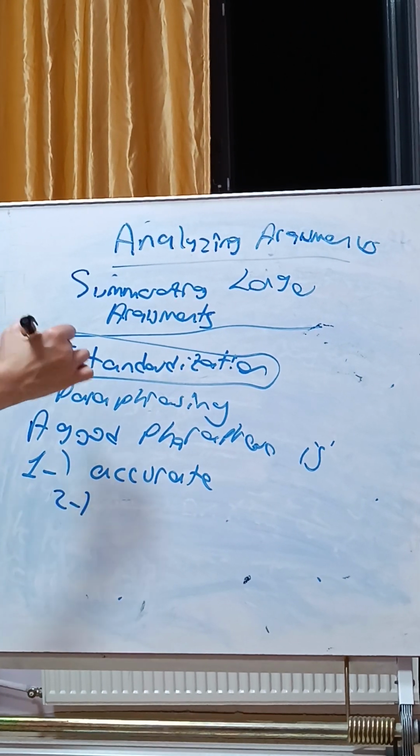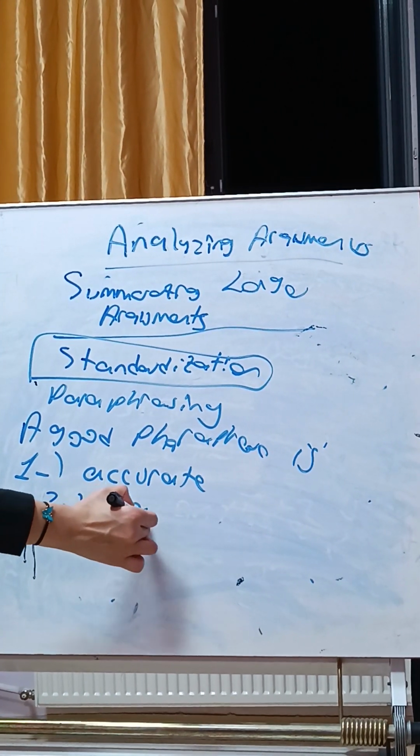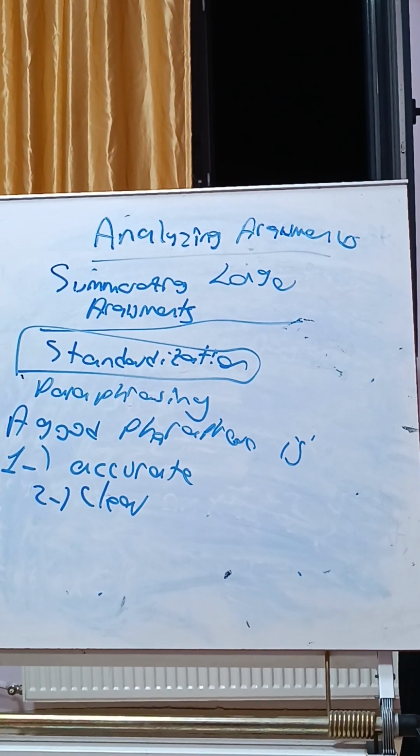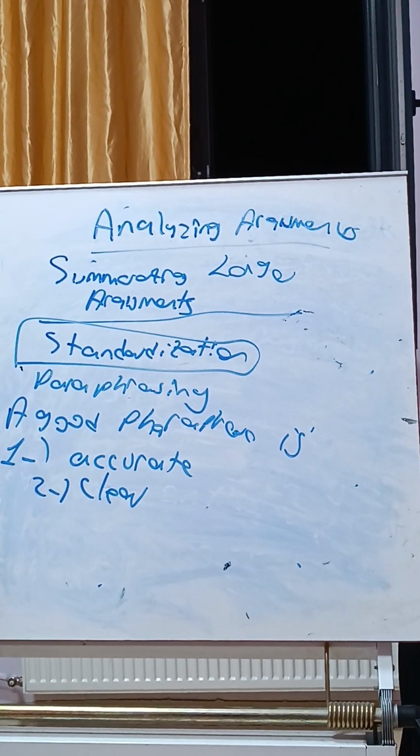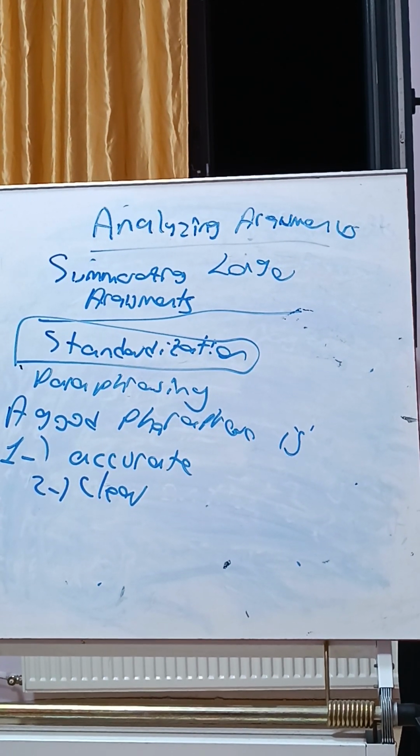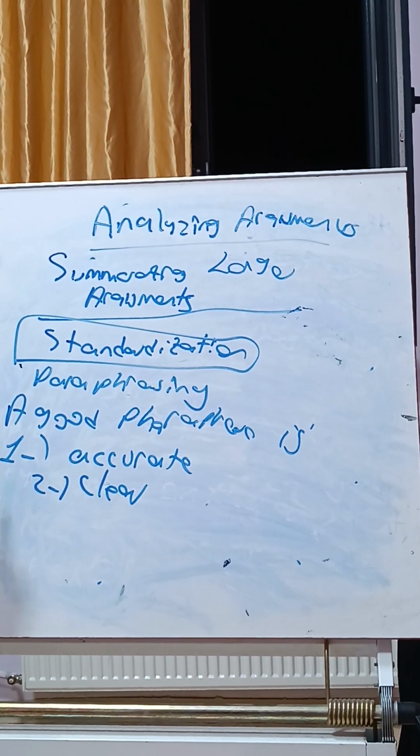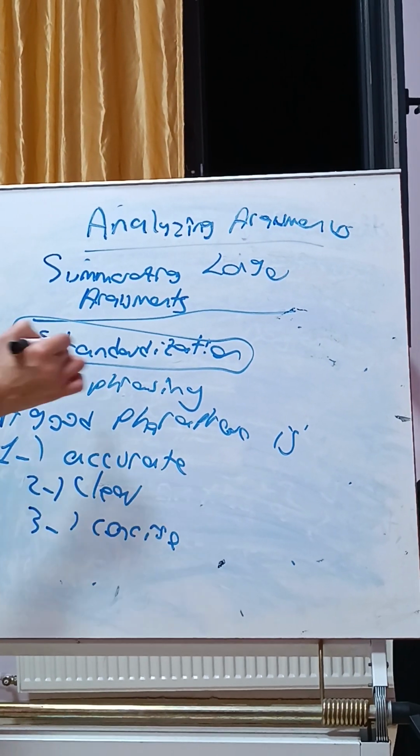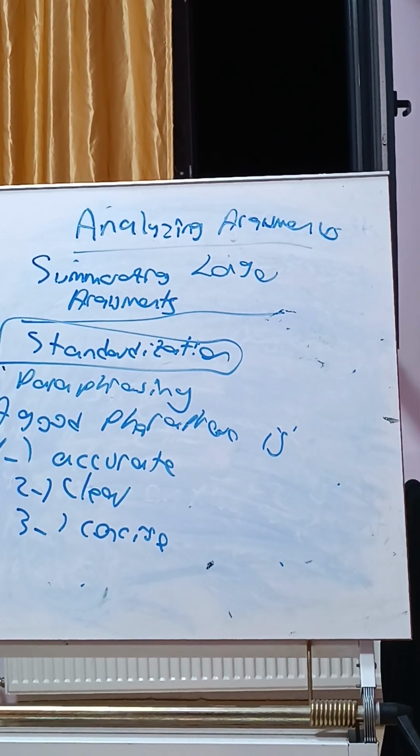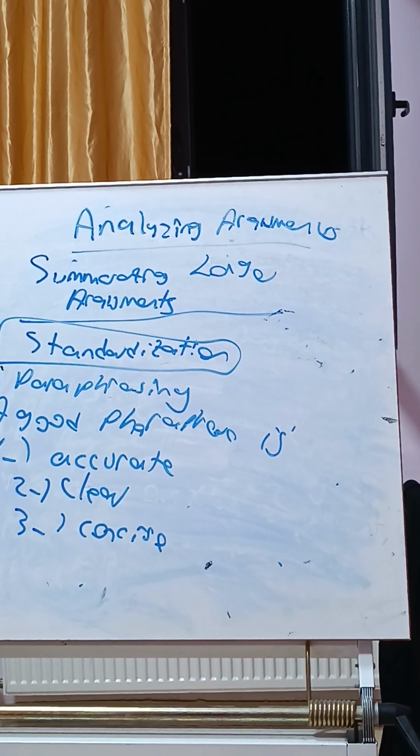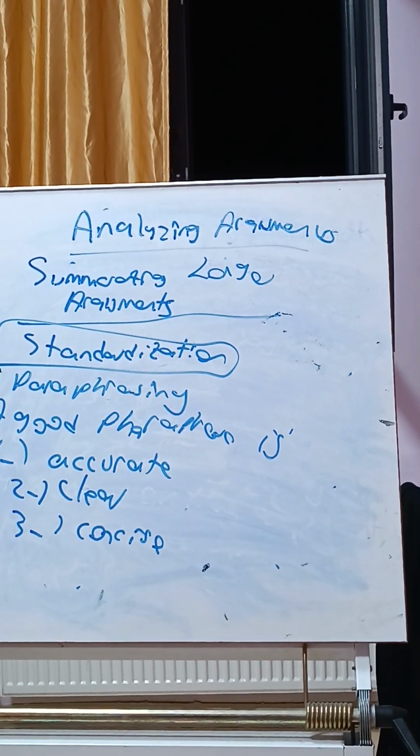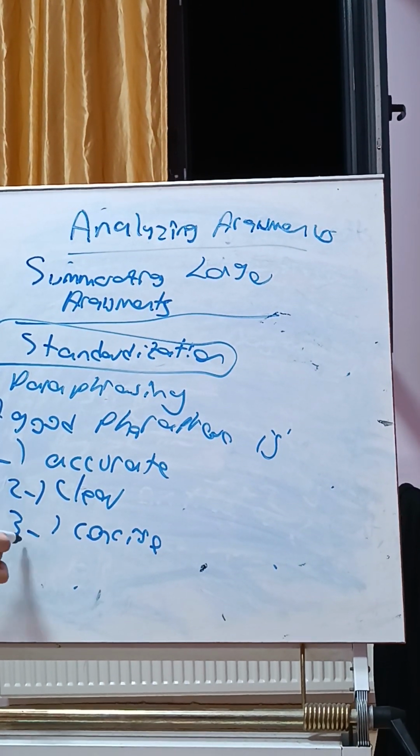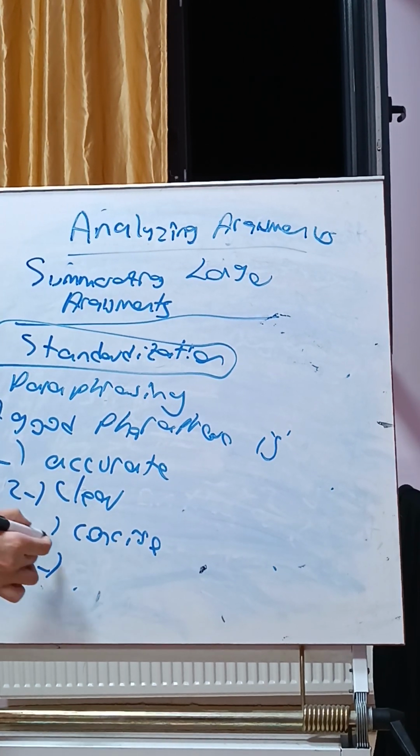And secondly, a good paraphrase is clear. Arguments are often expressed in language that is needlessly wordy or confusing. And a good paraphrase is concise. A good summary captures the essence of an argument. It strips away all the irrelevant and unimportant details and puts the key points of an argument in a nutshell. And lastly, a good paraphrase is charitable.